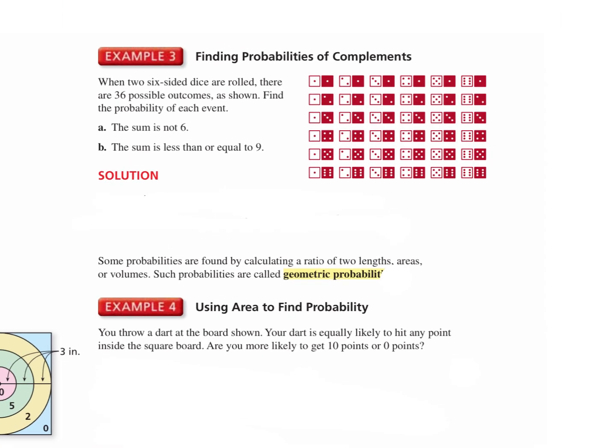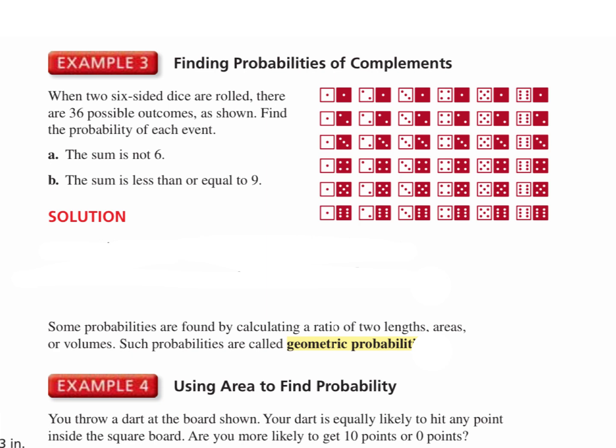Okay, example 3 gives us the sample space. So they rolled 2 dice and showed us all the possible outcomes. When 2 6-sided dice are rolled, there are 36 possible outcomes as shown. Find the probability of each event. So we're looking for when the sum is not 6.